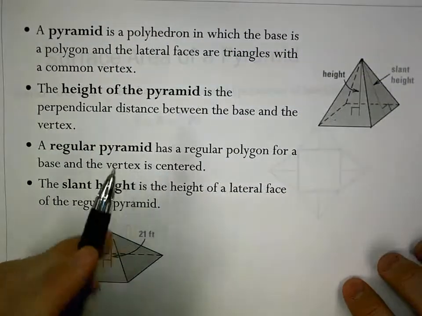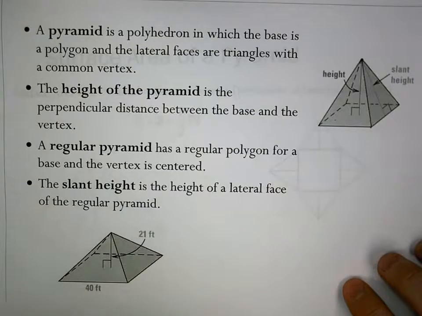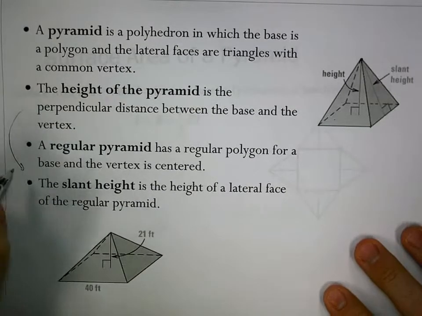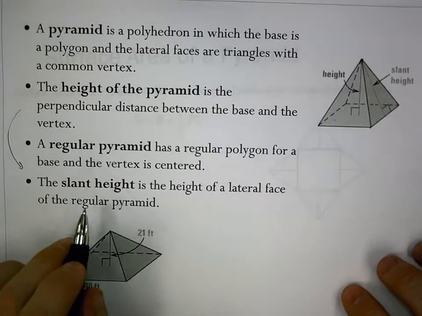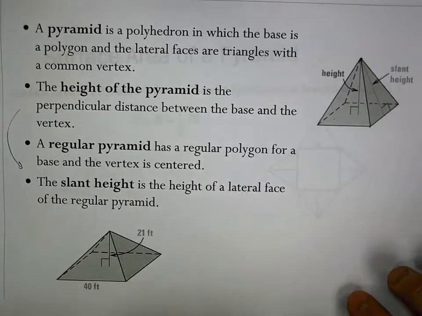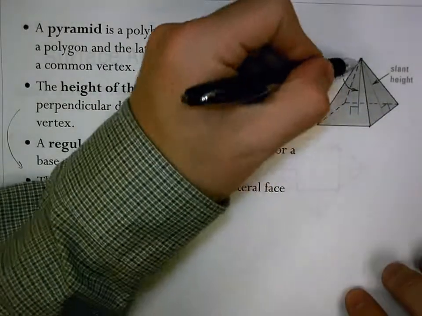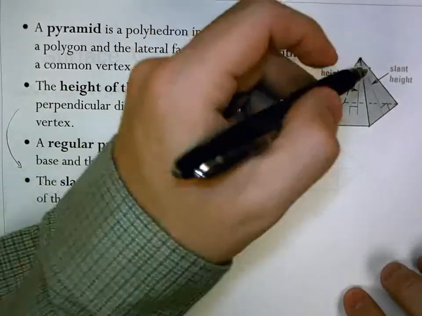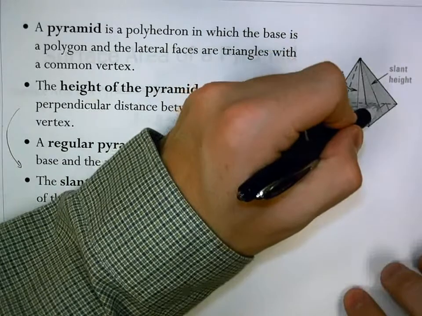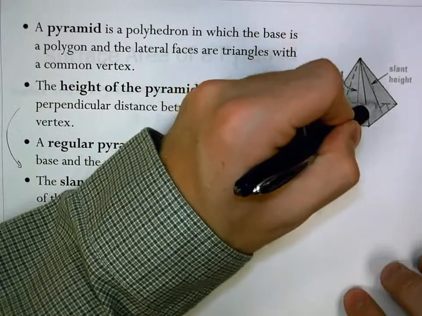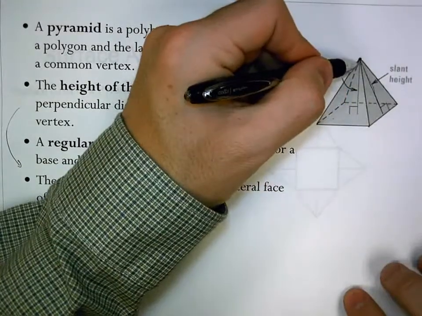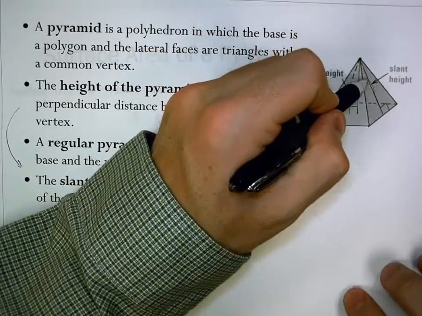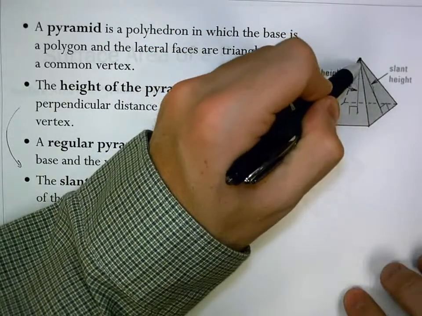A regular pyramid has a regular polygon for a base, and the vertex is centered, and that's typical of what we see. But the other thing we need to be aware of is the slant height, and that's the height of the lateral face of the regular pyramid. And here we have the height, like I said, is how tall the pyramid is. The slant height is this height on this triangle on the outside. So whereas height is on the inside, slant height would be what you would slide down the outside of the pyramid.